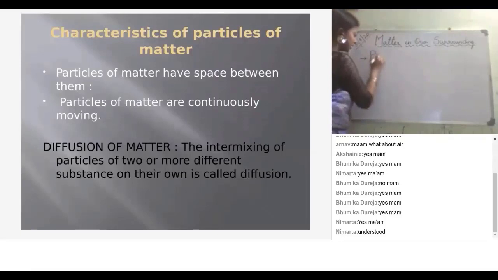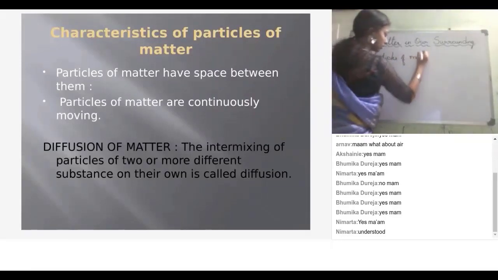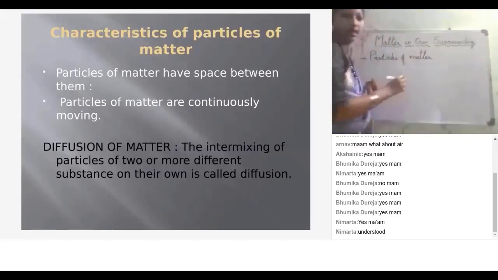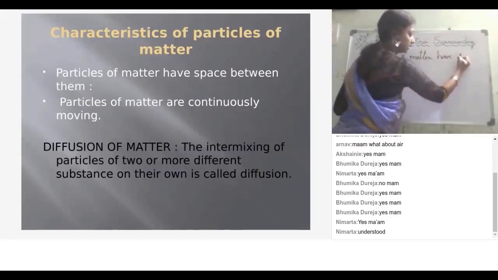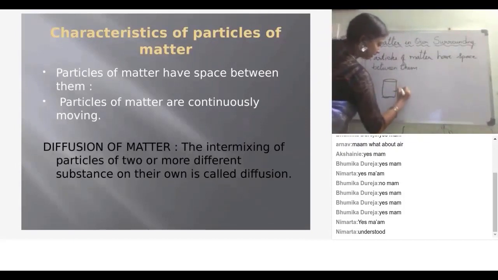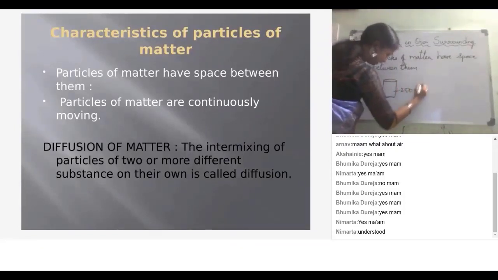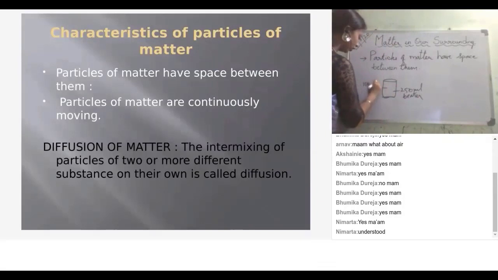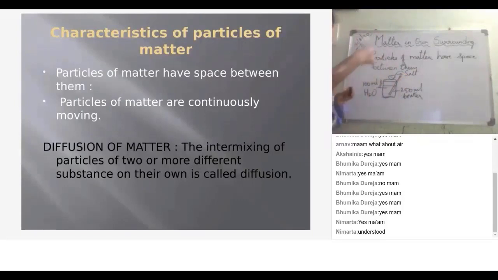First characteristic: particles of matter have space. For dissolving, take a 250 ml beaker. In that, add 100 ml of water. Take a small amount of salt and dissolve it with the help of a glass rod.